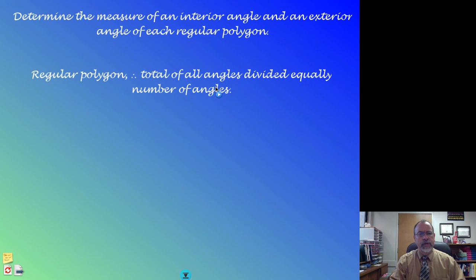Okay, so when it comes to doing a problem like this, we need to know what the sum is, what the total is, and then we just simply divide it by how many sides we have in our polygon.